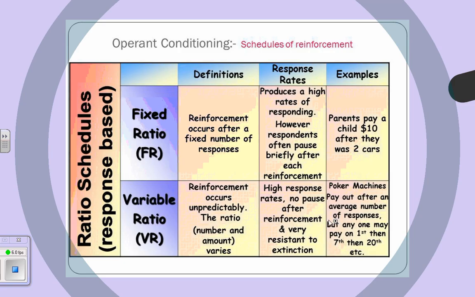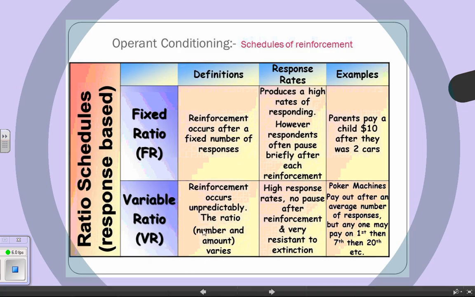Now, let's discuss the variable ratio schedule of reinforcement. First things first. Variable means unpredictable. Variable means the person who is reinforced doesn't know when the reward will come. Okay? Because the number of responses varies.